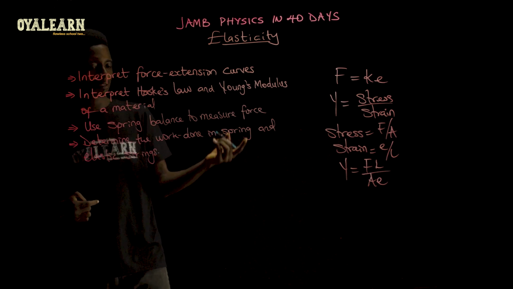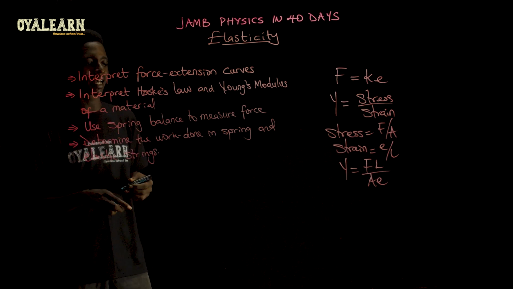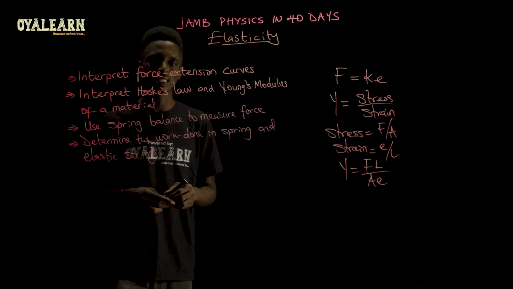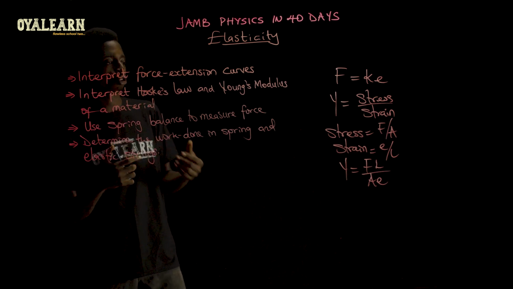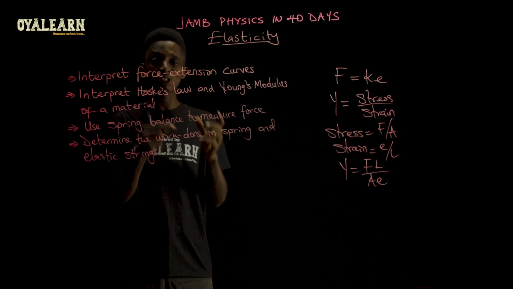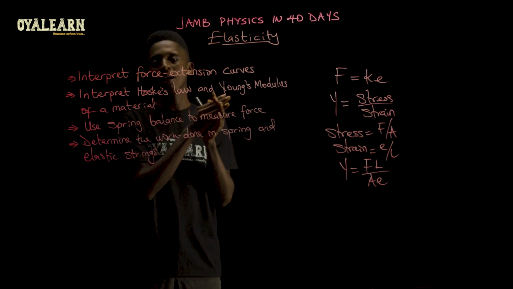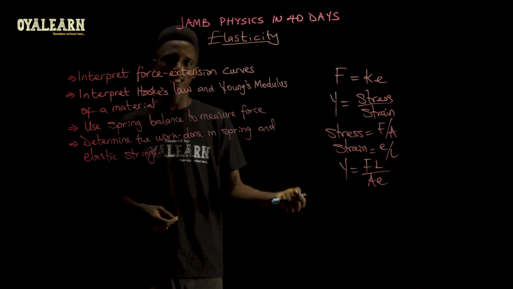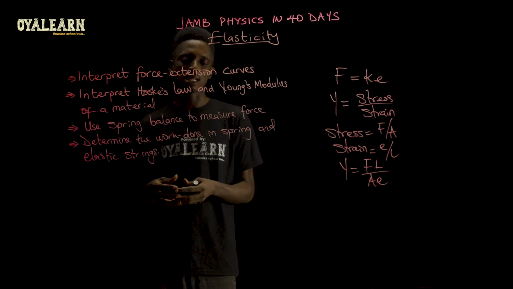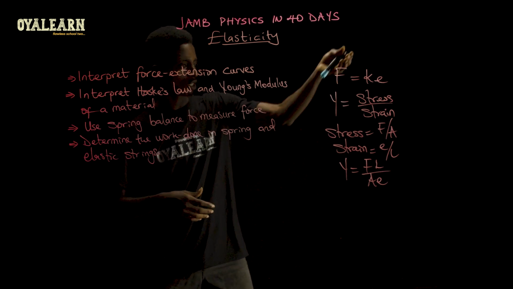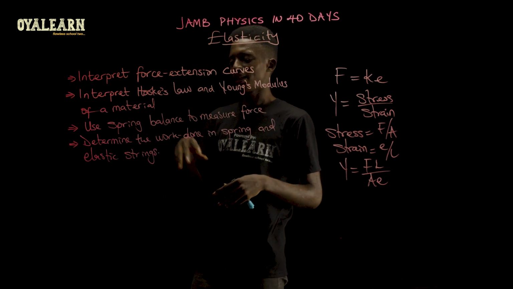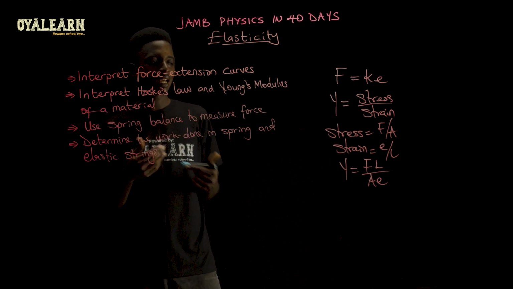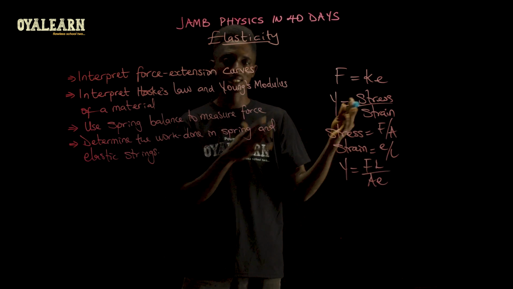Now, another thing that they expect is that you should be able to use the spring balance to measure force applied. Now, oftentimes when you do not have any other thing to measure the amount of force applied on a particular material, you could use a spring balance if you know the spring constant of the spring in that spring balance. So there are relationships there which are also in these formulas that I've stated that you can then use to derive any part of the formulas here.